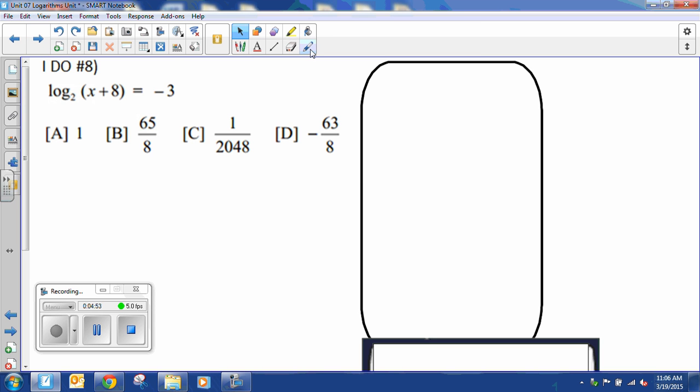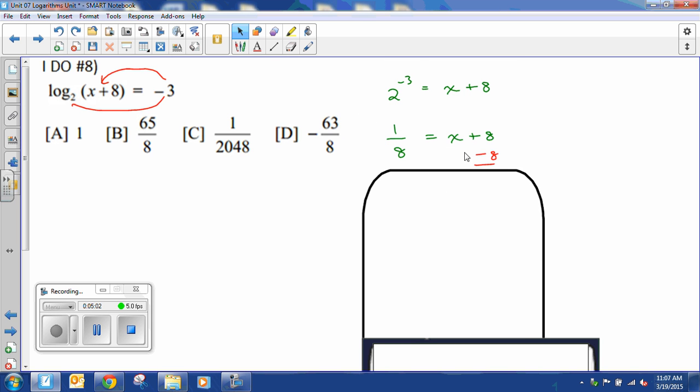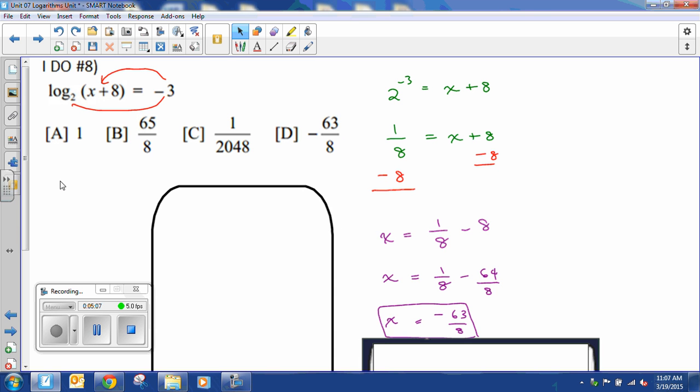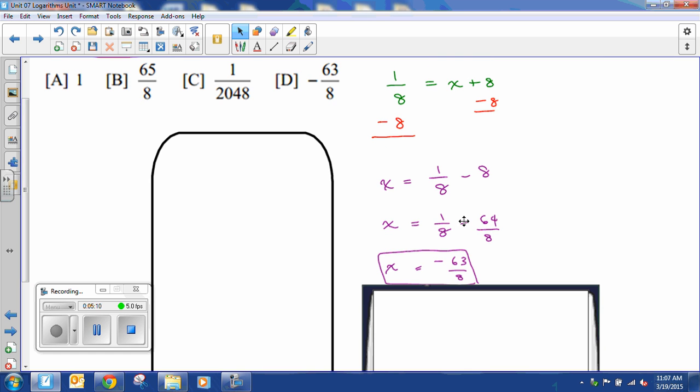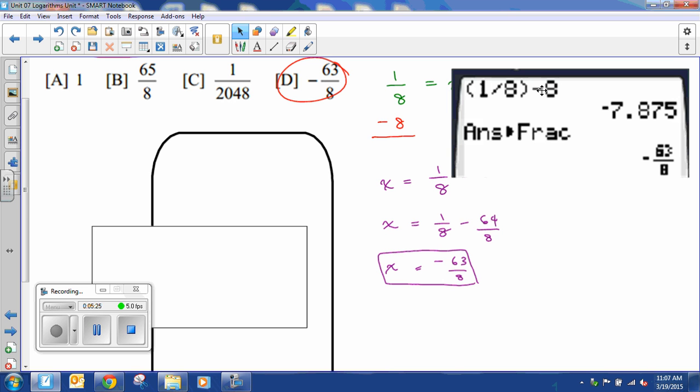Number 8. Again, go around the world. 2 to the negative third power equals x plus 8. 1/8 equals x plus 8. We subtract 8 from both sides, and we end up having to find a common denominator, and 1/8 minus 8 is really 1/8 minus 64/8. And our solution is negative 63/8. Now we could have also done this on the calculator. 1/8 minus 8 is negative 7.875. Use the math fraction function to change this decimal to the equivalent fraction.